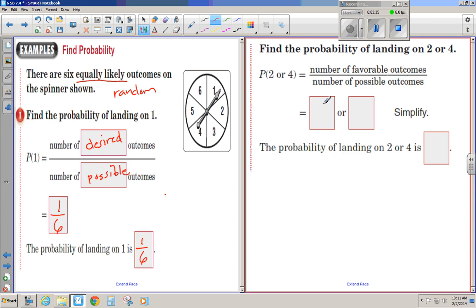Now find the probability of landing on 2 or 4. Please remember the number of favorable or desired outcomes over the number of possible. Well, a 2 and a 4. There are 2 desired outcomes, and there are 1, 2, 3, 4, 5, 6 possible. So 2/6, which reduces to 1/3. So the probability of landing on 2 or 4 is 1/3.